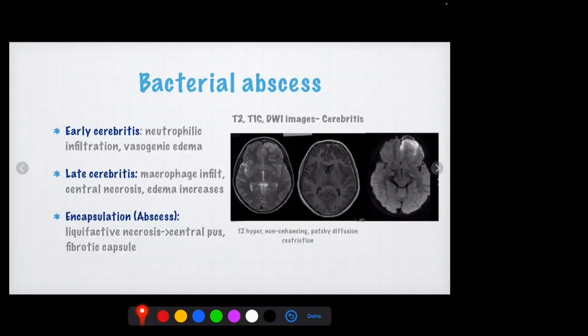And otherwise, when there is no significant pus, it's only cellularity. The water molecules are easy to transfer across the membrane, and hence there's less diffusion restriction.